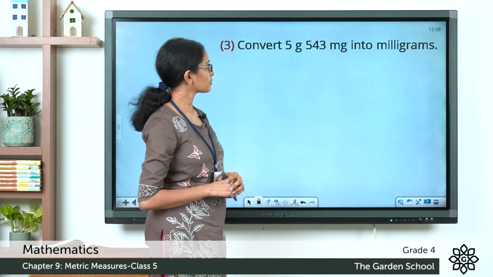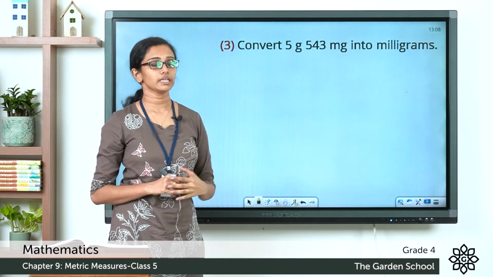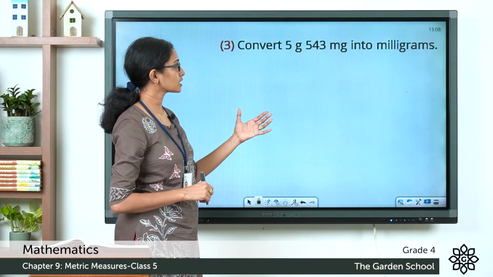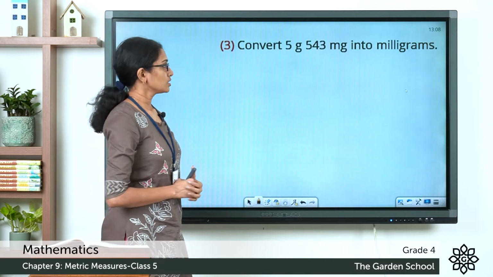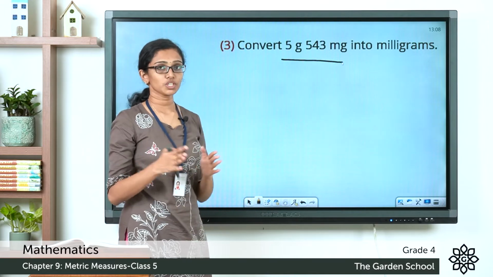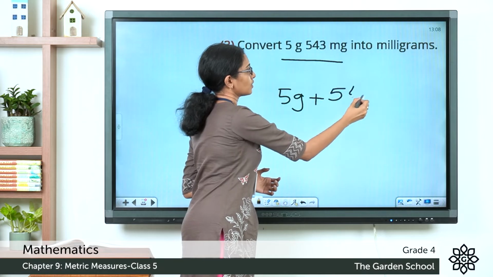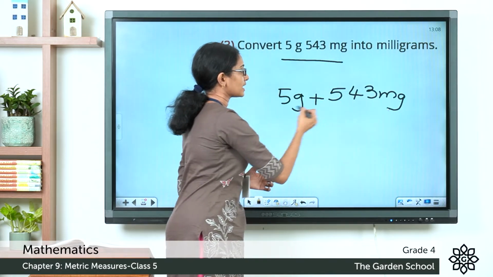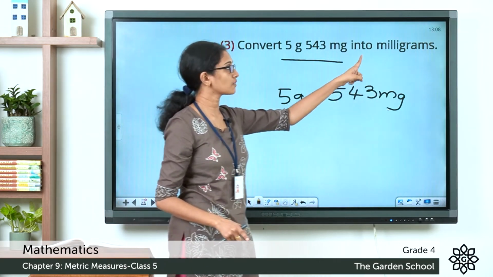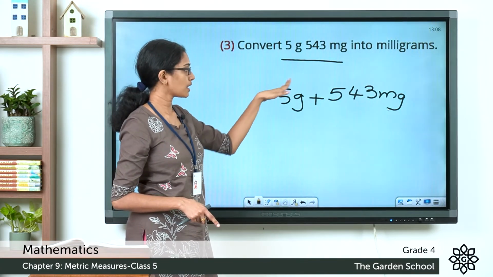Now we'll see one more question. Convert 5 gram 543 milligram into milligrams. The previous two examples were between grams and kilograms, so this one is between gram and milligram. Here it is 5 gram and 543 milligrams, which we can split into 5 grams plus 543 milligrams. So here it is a combination of grams and milligrams, and we have to represent everything in terms of milligrams alone. We already have a milligram part and this part is in grams.